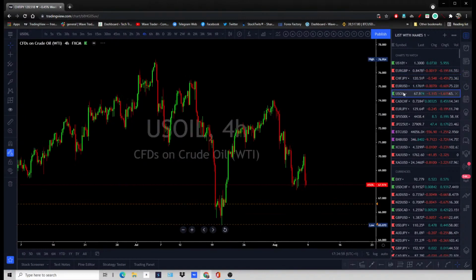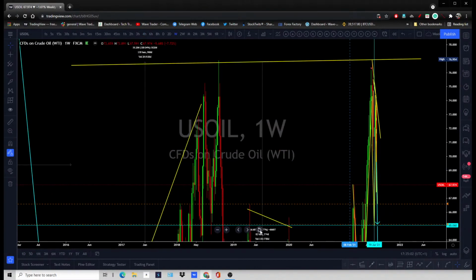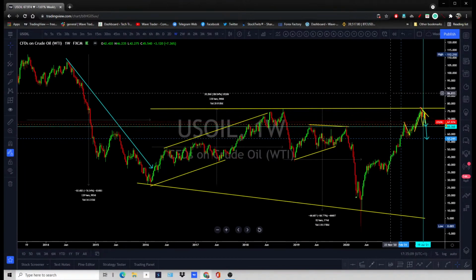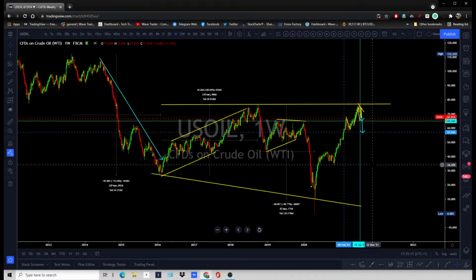Euro dollar, we have already seen. Oil seems to me to have topped out over there, at 76.50. We have found a top on the oil at 76.50, and it's retracing from that.